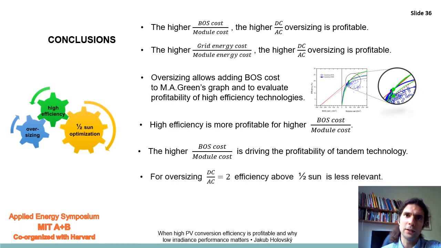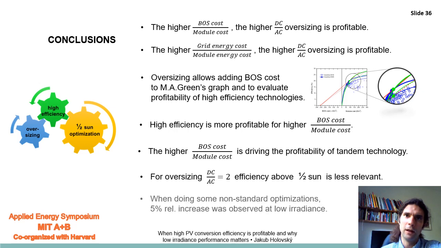For oversizing ratio 2, efficiency above half sun is less relevant. And when doing some non-standard optimizations, 5% relative increase was observed at low irradiance.